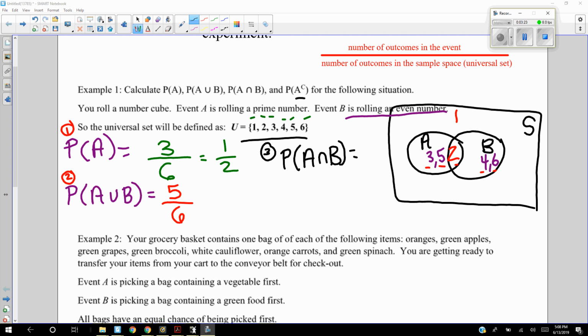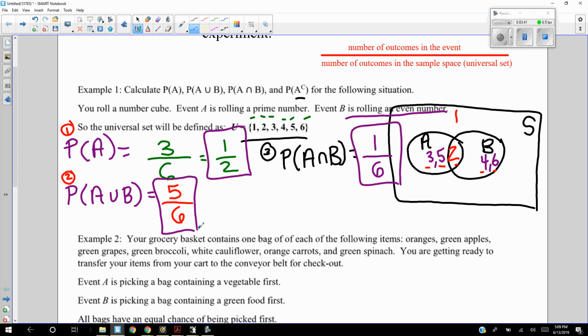The next one wants to know the intersection of sets A and B. So there's only one number that's in both A and B, and that's 2. And there's still 6 possible outcomes on the die. So there's a 1 out of 6 chance. Go ahead and circle all these answers.